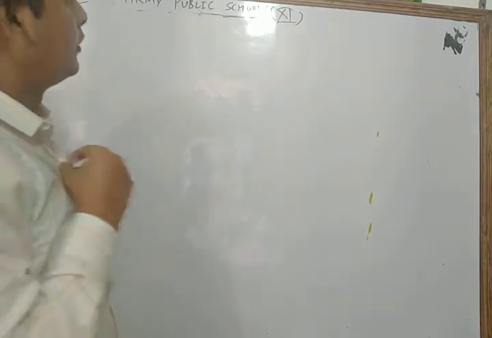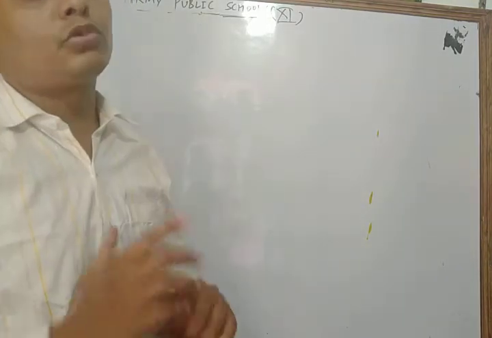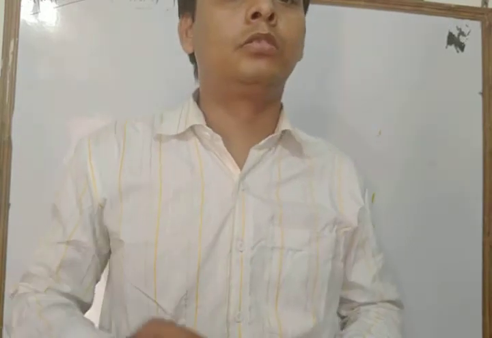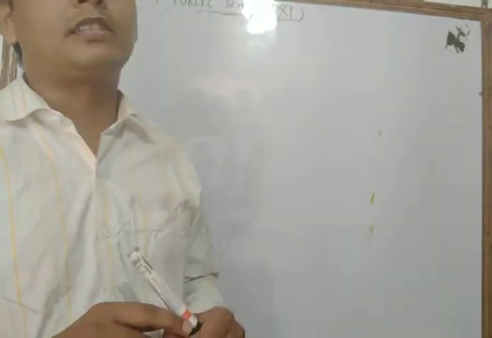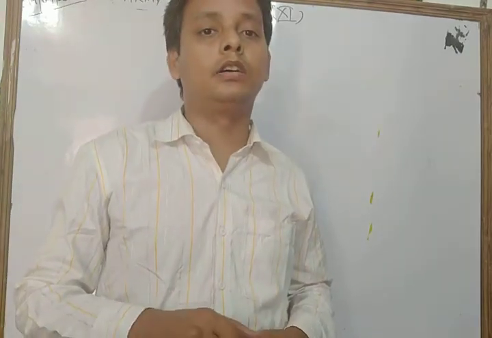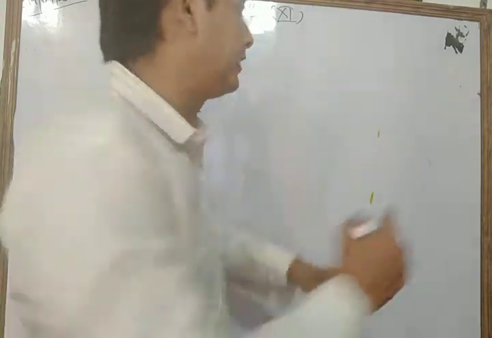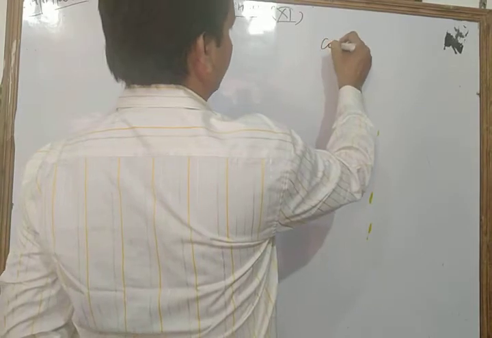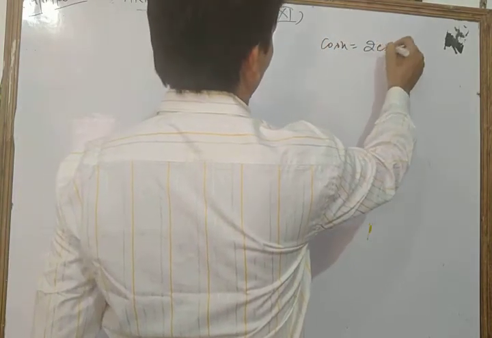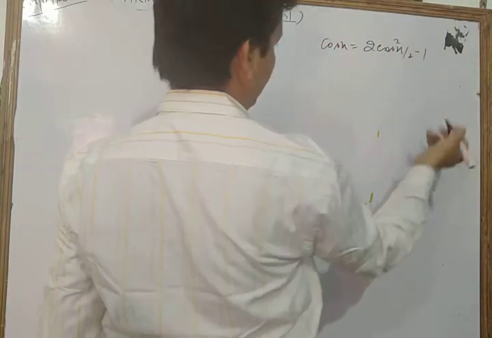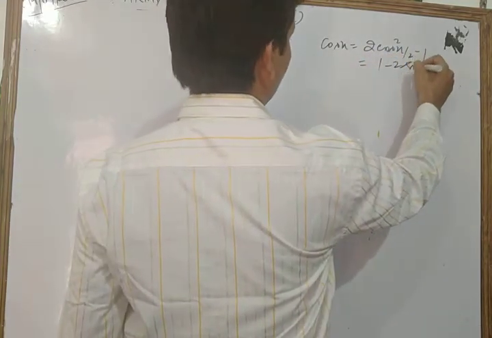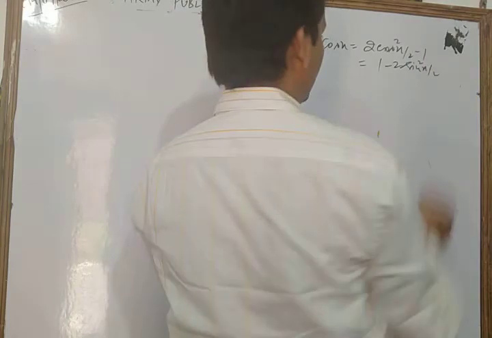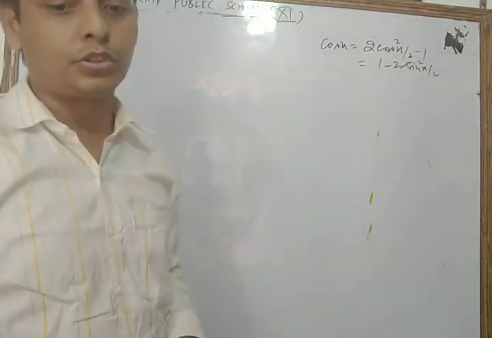Okay. Today we will also solve some questions based on trigonometric identities, with cos x in terms of half of an angle. We know that cos x is 2 cos square x by 2 minus 1, and also cos x is equal to 1 minus 2 sin square x by 2, etc. Okay, let's see the question.